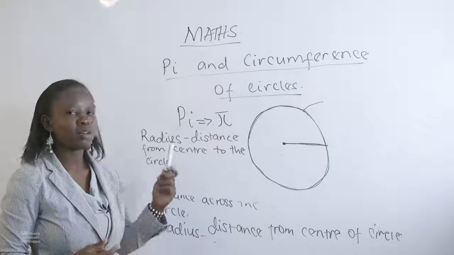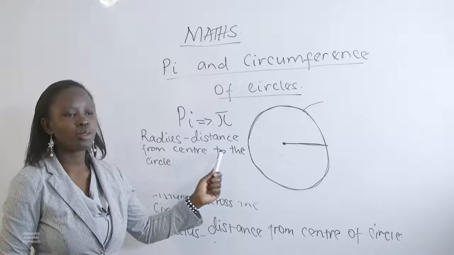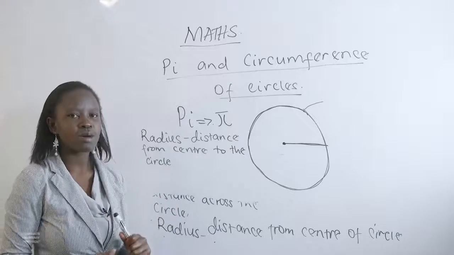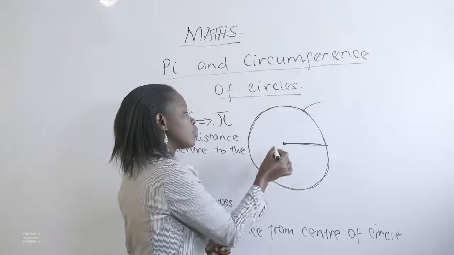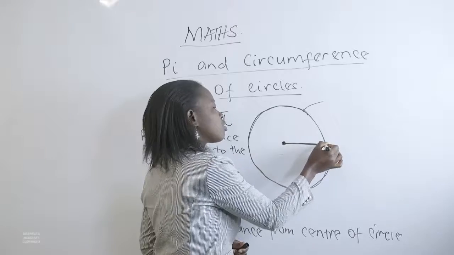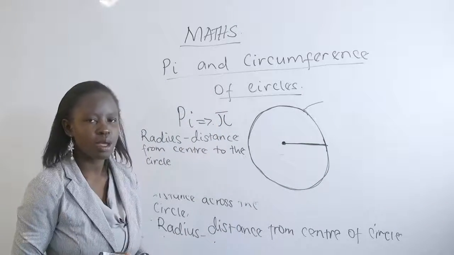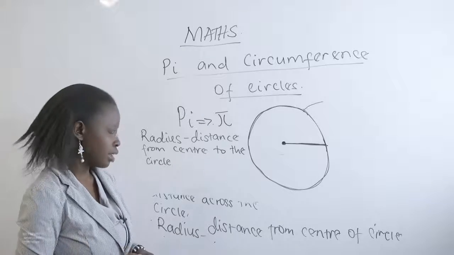So we are talking about radius as the distance from the center to the circle itself. So we are having the center of the circle, if this is the center of my circle, to the circle. So that distance is whatever we are referring to as the radius.